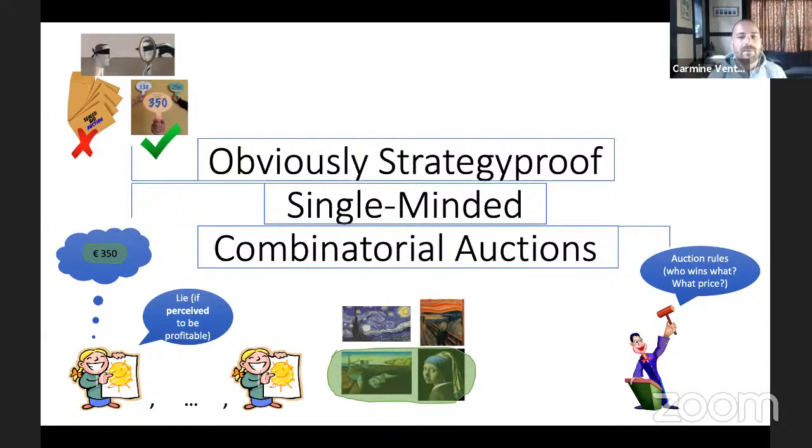So what we do in this paper then is to design new mechanisms for single-minded combinatorial auctions in both the cases in which the bidders can lie about the valuation and the set. This is known in jargon as unknown bidders. And the easier case in which the bidders can only lie about the number, so the valuation.